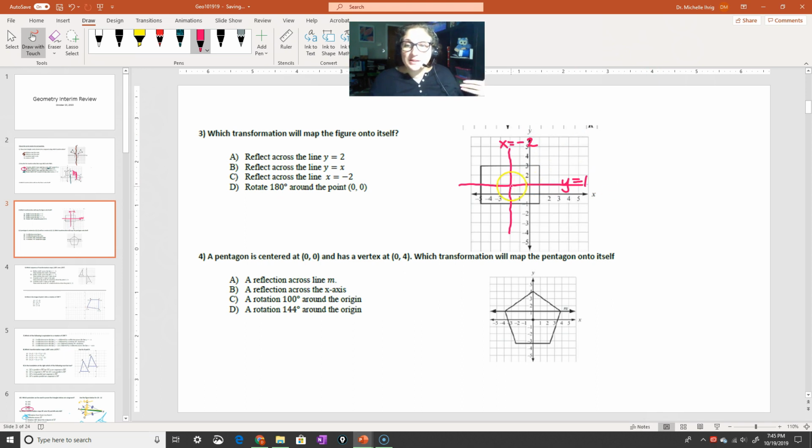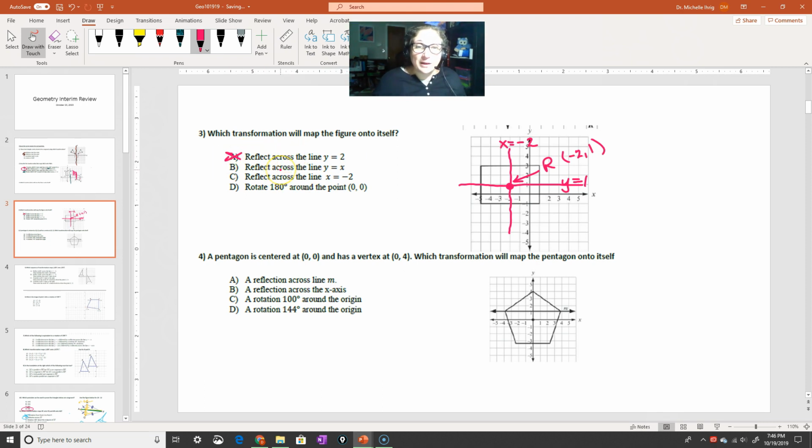Because we have those two lines of symmetry that intersect in the middle, we also know that we've got rotational symmetry around the point -2, +1. So that's what we know is fact. So anything that's not one of those things, we can eliminate. So can we reflect it on y equals 2? Nope. That wouldn't put it on top of itself. We have to reflect on y equals 1.